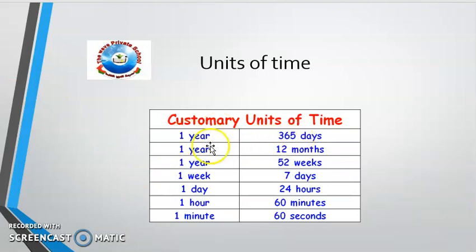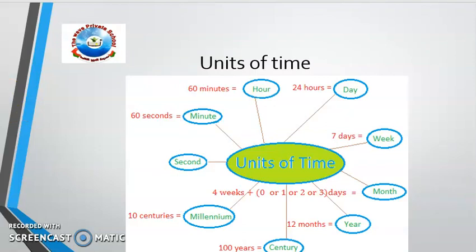There is another example for you in table form. 1 year has 365 days. And after this, if we talk about months, there are 12 months and 52 weeks. 1 week has 7 days, 1 day has 24 hours, 1 hour has 60 minutes and 1 minute has 60 seconds. You have to remember this. You can remember this by using this flowchart. It will be easier for you. Write hour, minute, second and day, week. And after that, you have to write week into days, months into weeks and so on.